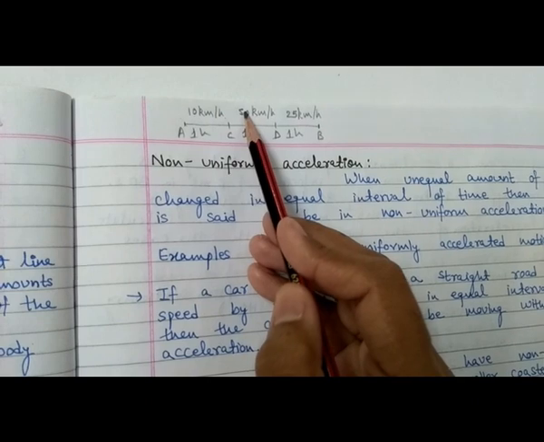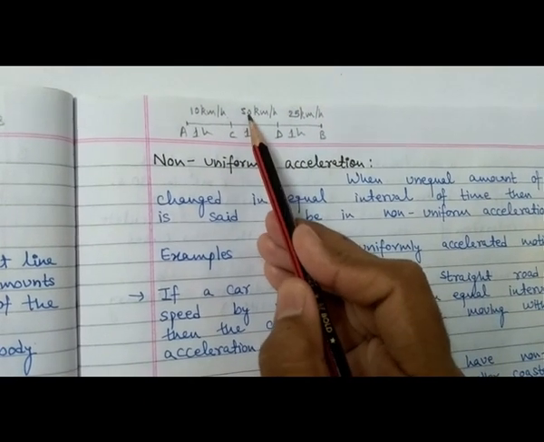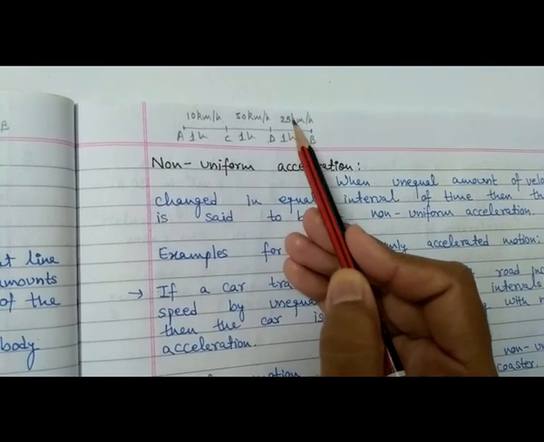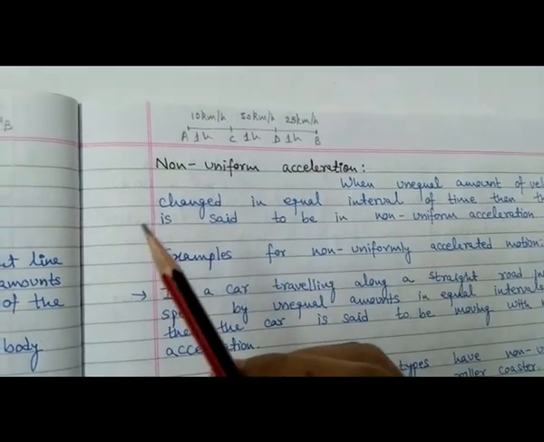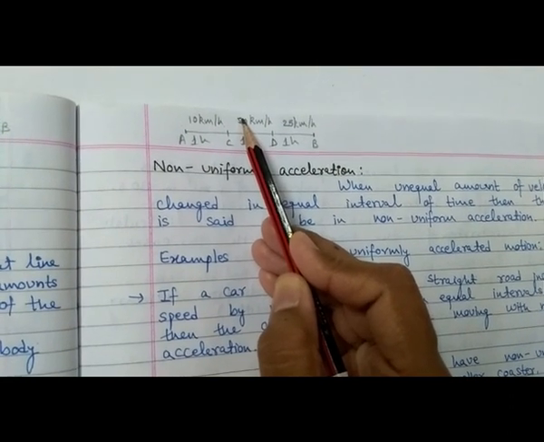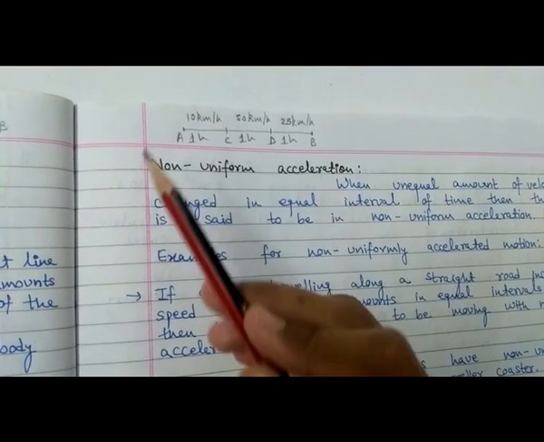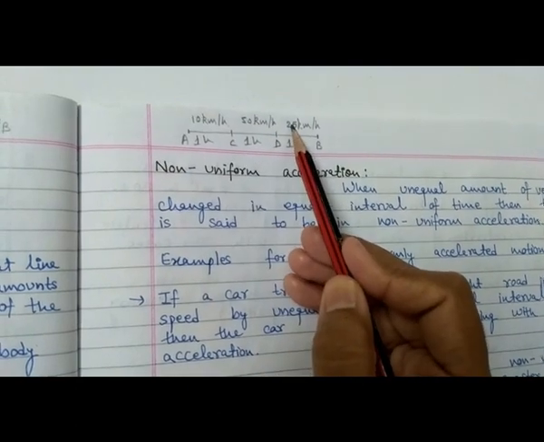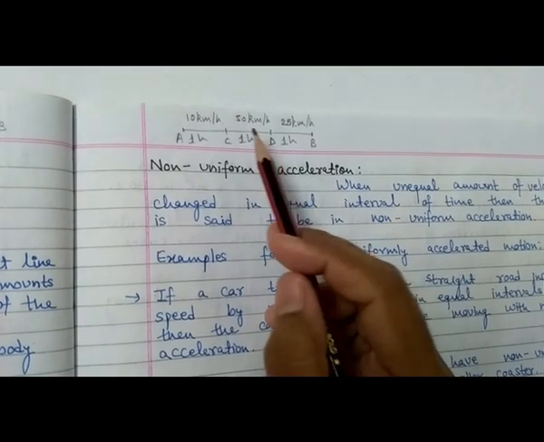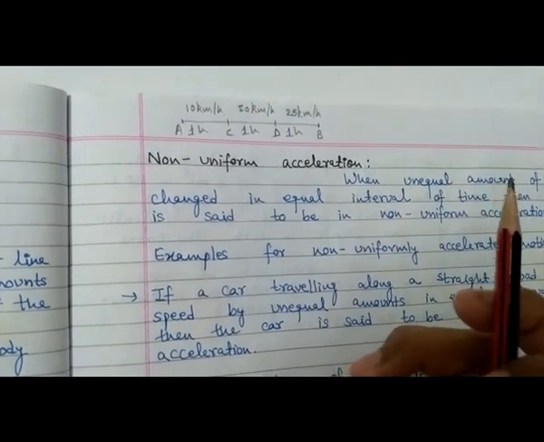Here there was acceleration, later on it was retardation, isn't it? Because there was a decrease in the velocity. Here there was acceleration, okay, because there was an increment in the velocity. Here there is retardation. Why? Because velocity is changing and that too it is decreasing.